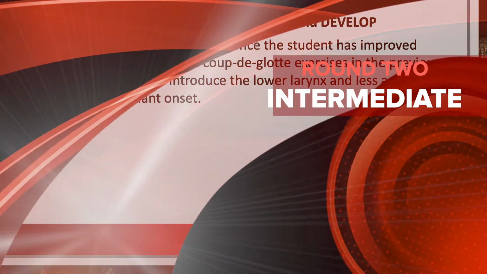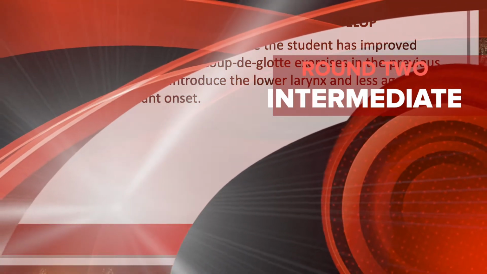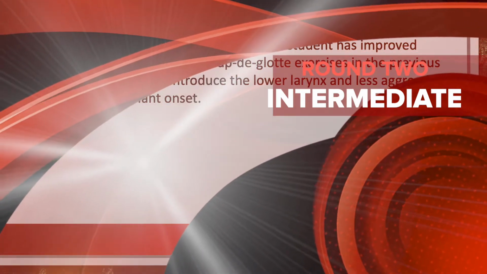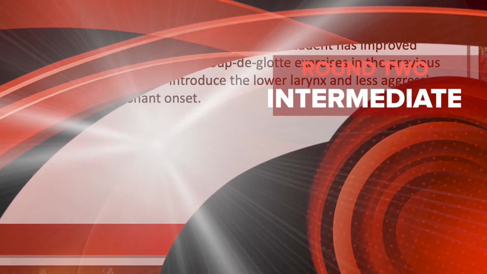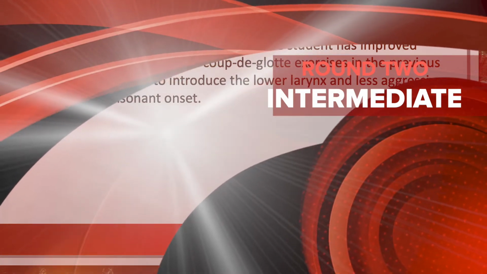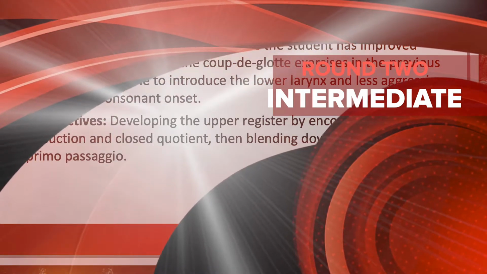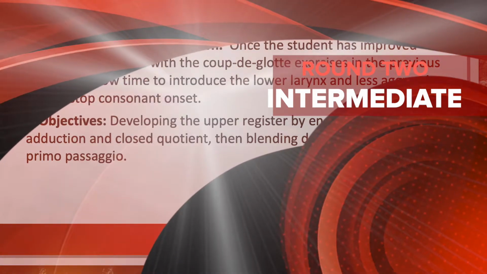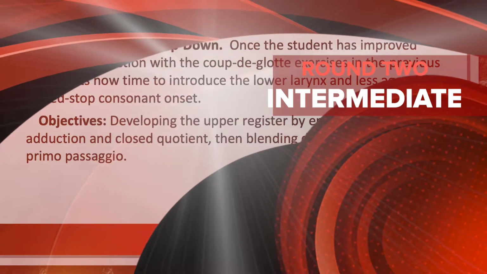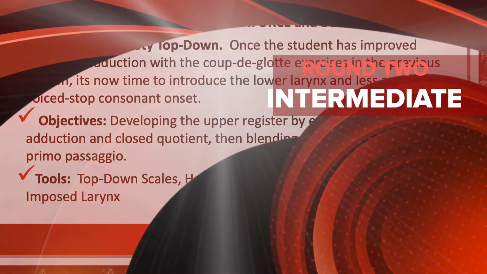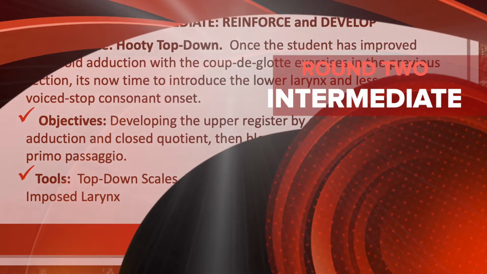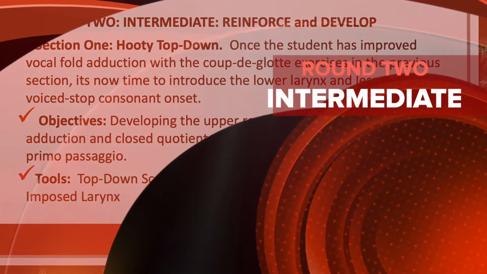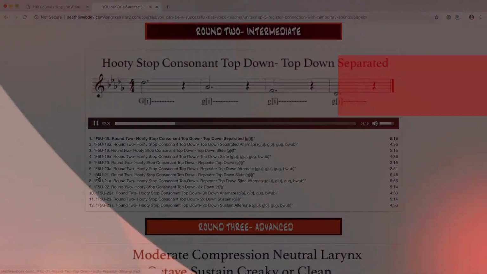Once the student has improved vocal fold adduction with the coup de glotte exercises in the previous section, it's now time to introduce the lower larynx and less aggressive voiced stop consonant onset. Our objectives are developing the upper register by encouraging vocal fold adduction and closed quotient, then blending downward through the primo passaggio. Our tools are top-down scales, hootie sounds, voiced stop consonants, and the imposed larynx.